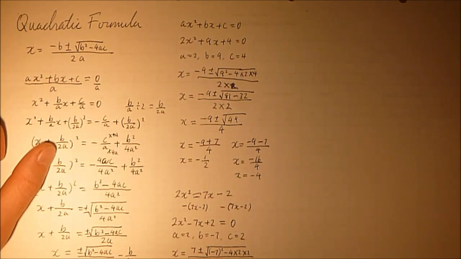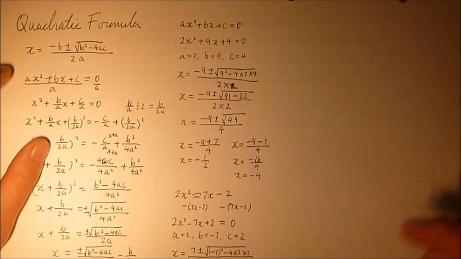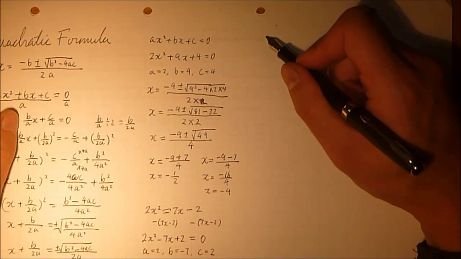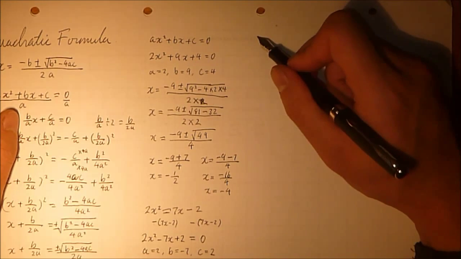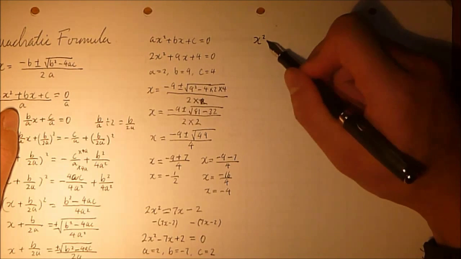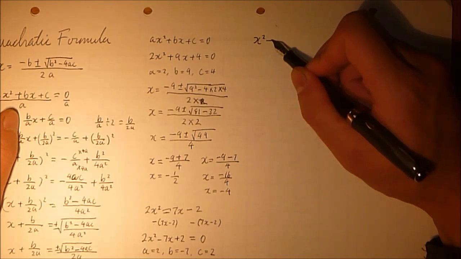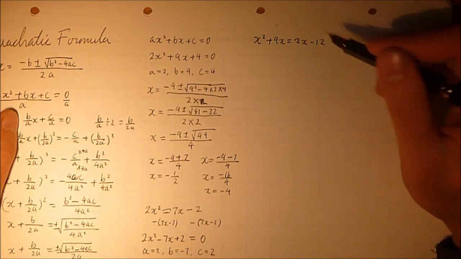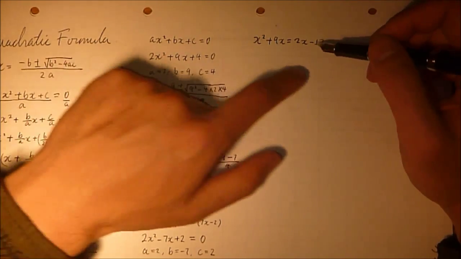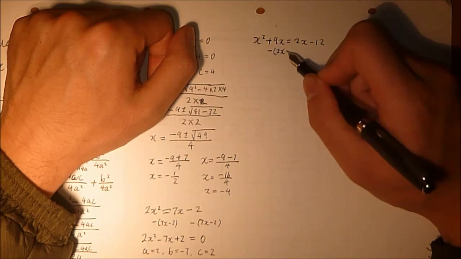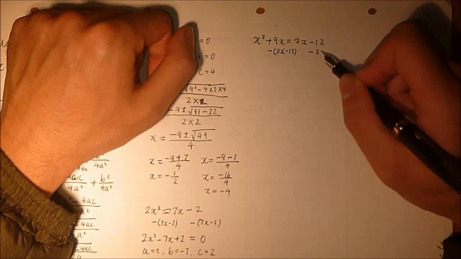Let's have a look at another example. Sometimes it will come out a little differently. So let's have, say, x squared plus 9x equals 2x minus 12. In this case, we can shift everything to the other side once again. So minus 2x, plus 12.